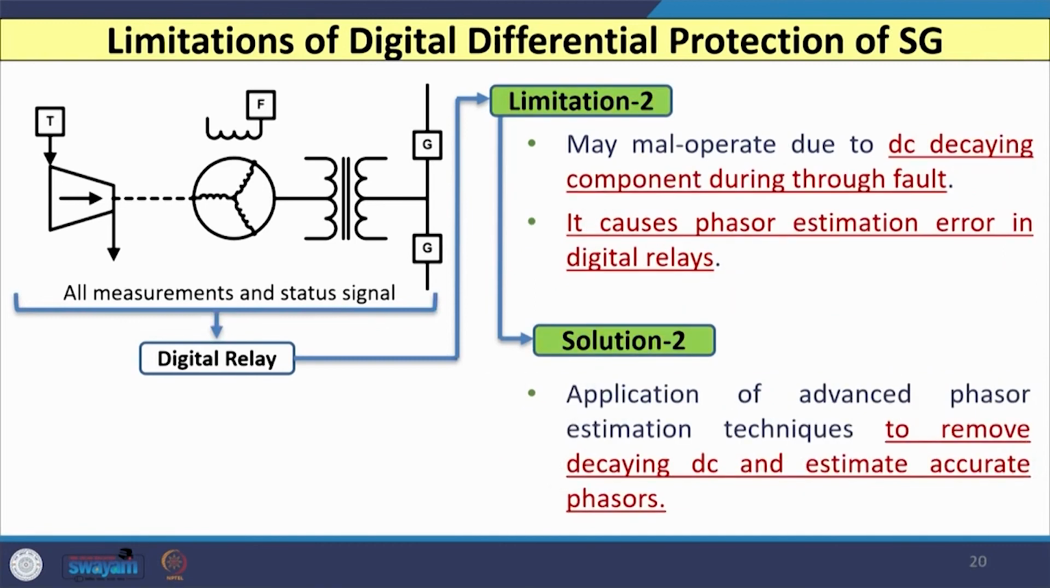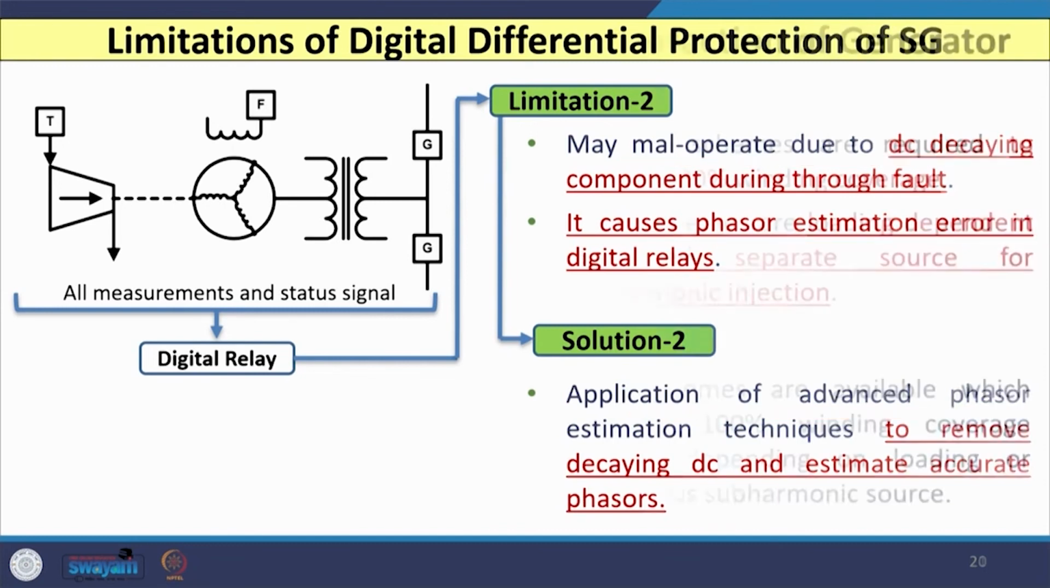or to develop a fault detection technique which is independent of CT saturation. The second limitation of digital relays is that they may mal-operate in case of DC decaying component, particularly in case of through fault or external fault. In this situation, phasor estimation error occurs in the digital relays. The solution is an advanced phasor estimation technique which can effectively remove the decaying DC component and estimate the phasor value, so that there is no error. Because of that, mal-operation of the digital relay can be avoided.